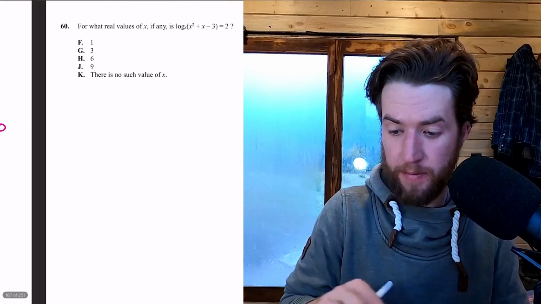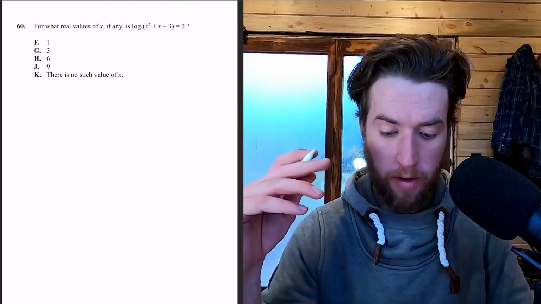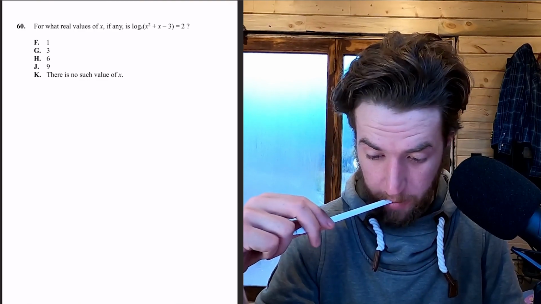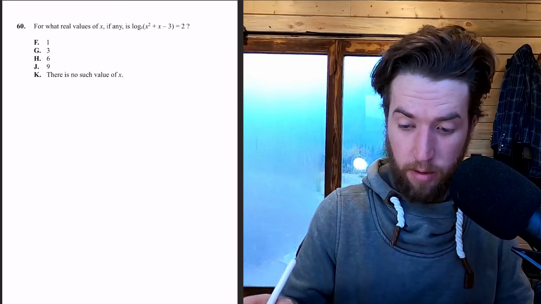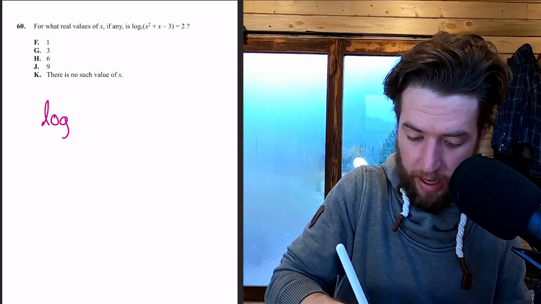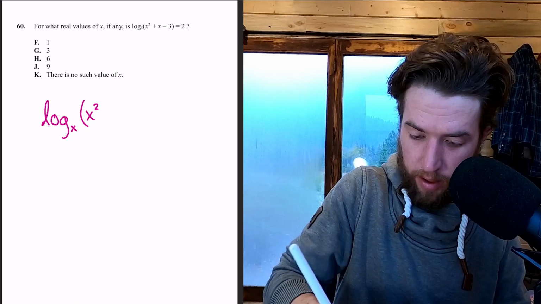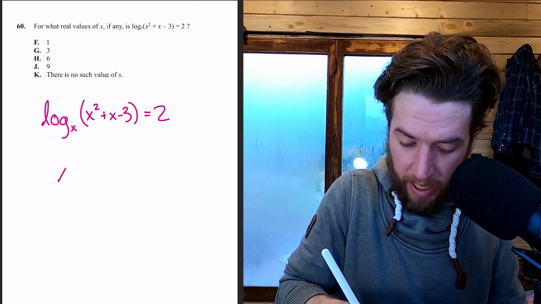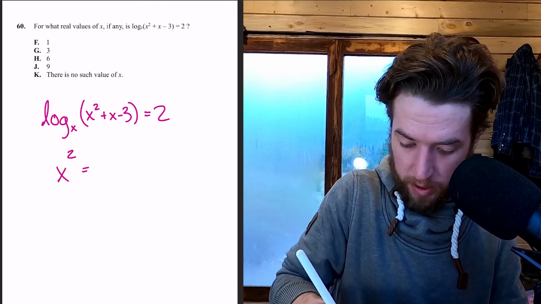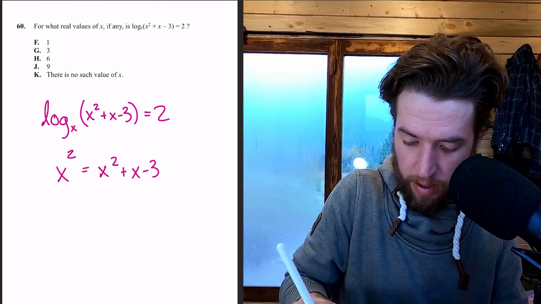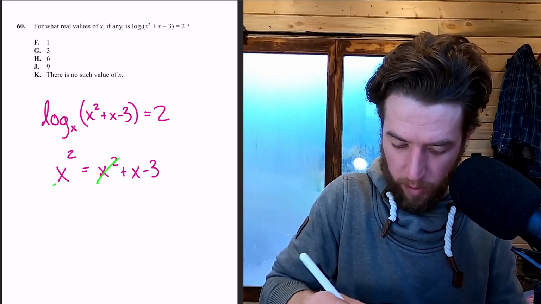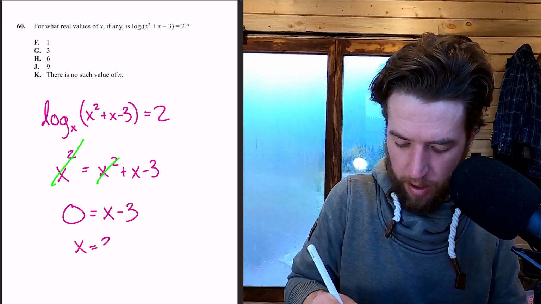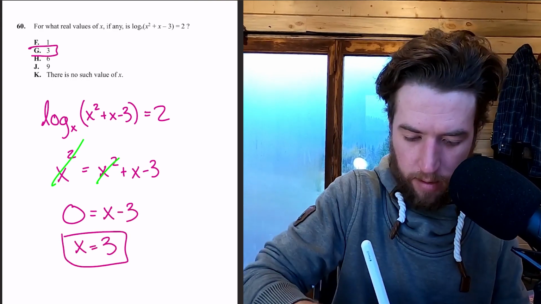All right, on to the last question. For what real values of x, if any, is this jumbled mess equal to 2? So, okay, so log base x of x squared plus x minus 3 equals 2. So change of base formula, x to the 2 equals what's on the inside there, x squared plus x minus 3. So subtract x squared from both sides, they cancel. 0 equals x minus 3, so x equals 3. I think that's right. Letter G.